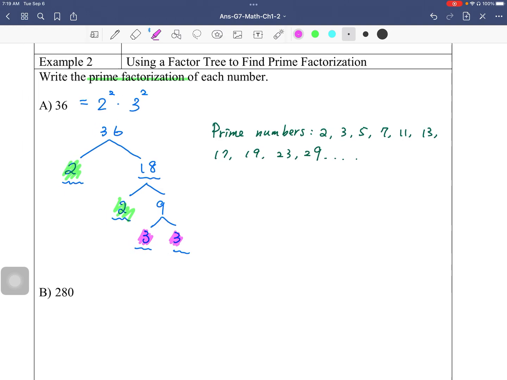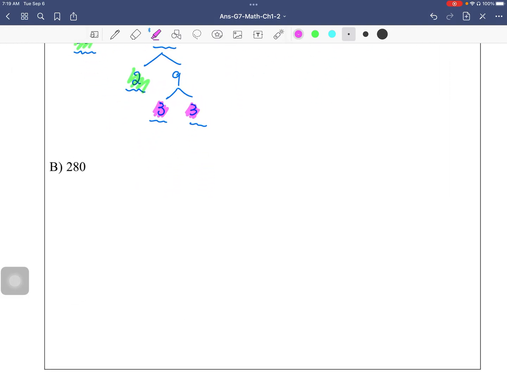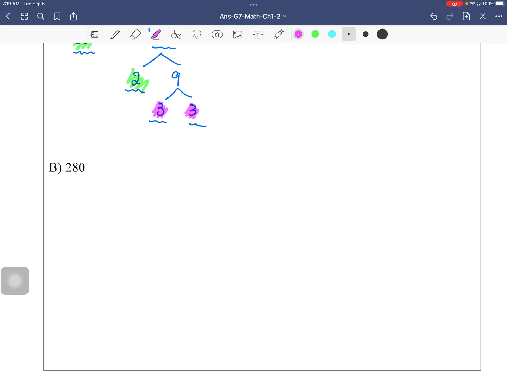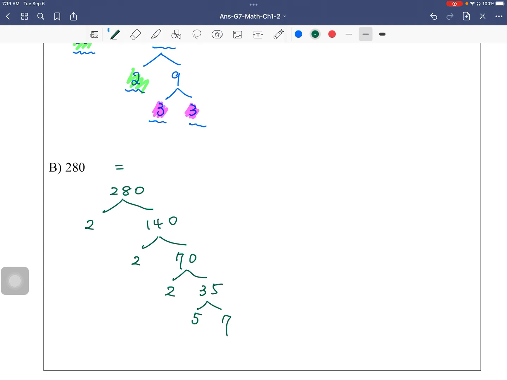And now I have 280. I want to do the prime number factorization for 280. Again, I'm going to use a factor tree: 140, 70. When I hit a prime number, I stop: 2, 3, 5. Then 2 cannot, 3 cannot, 5 and 7. So I stop. So I end up with 2 cubed times 5 times 7.